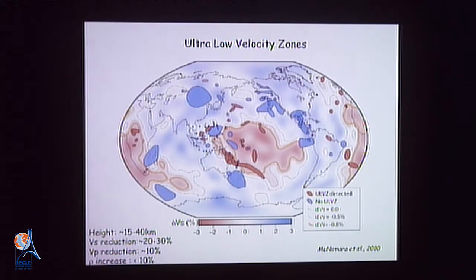And there have been some hints in the literature, but based on correlations that have also been controversial, that there is an association between where the ultra-low velocity zones are and where there are hotspots. Now I will show you some examples of recent work under Hawaii, under Samoa, and under Iceland, where we and others have found really large ultra-low velocity zones.